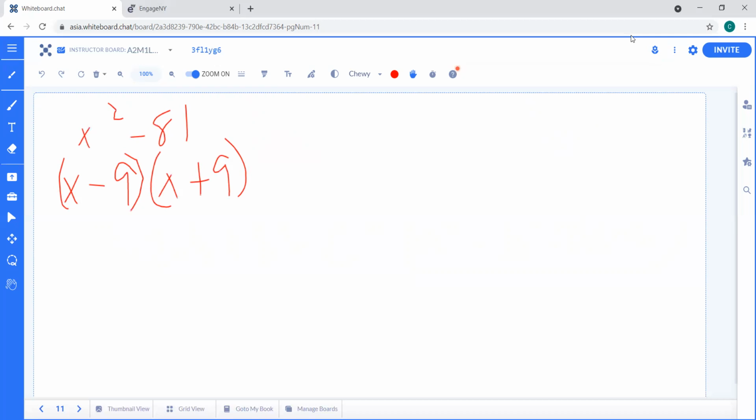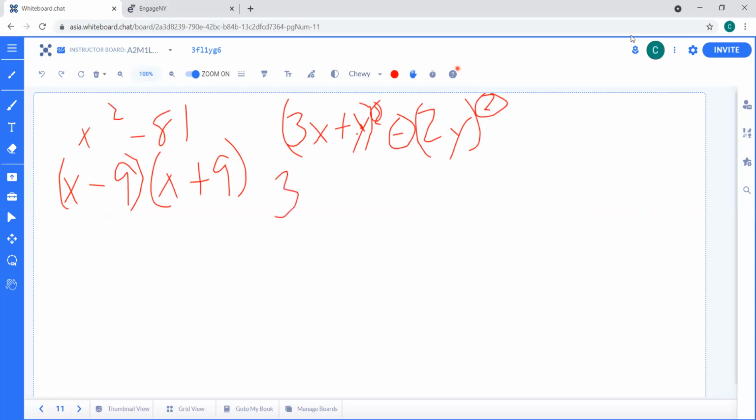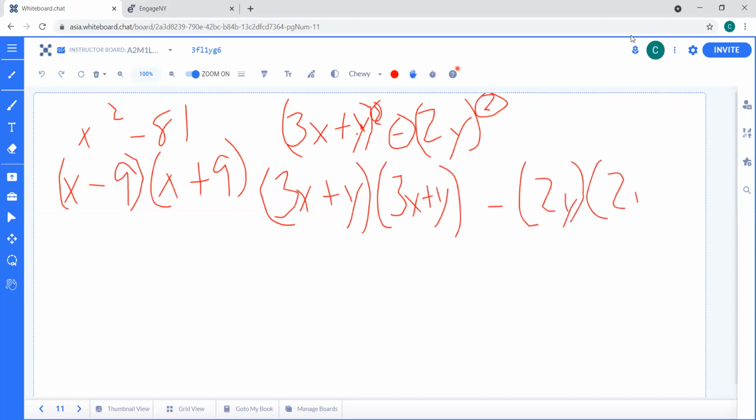Now, if we come over here and do the next one, it's where it gets a little bit tricky. We have 3x plus y, all squared, minus 2y, all squared. Okay. So now we know that we have the difference of two squares. What I would tell you to do, especially for this first one, is just work it out and solve it. Go ahead and say 3x plus y times 3x plus y minus 2y times 2y.